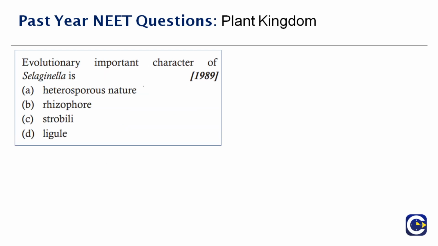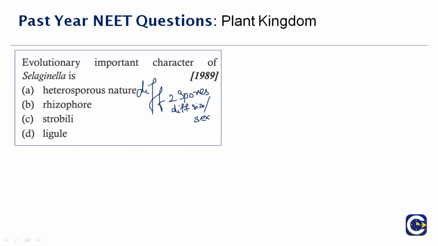This is the last question for this part 5, so let's quickly go through it. The evolutionary important character of Selaginella is, I think we've already discussed a lot about it in the earlier slides. By now you would have guessed the answer. Yes, the correct answer is heterosporous nature. We already spoke about it. When I say hetero, it means different. Here you have two spores of different sizes and different sexes. Different size and sex.